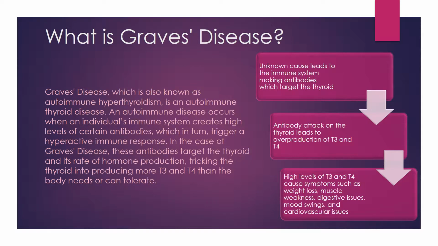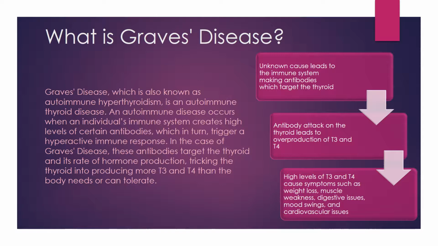What is Graves' disease? Graves' disease, which is also known as autoimmune hyperthyroidism, is an autoimmune thyroid disease. An autoimmune disease occurs when an individual's immune system creates high levels of certain antibodies, which in turn trigger a hyperactive immune response. In the case of Graves' disease, these antibodies target the thyroid and its rate of hormone production, tricking the thyroid into producing more T3 and T4 than the body needs or can tolerate.